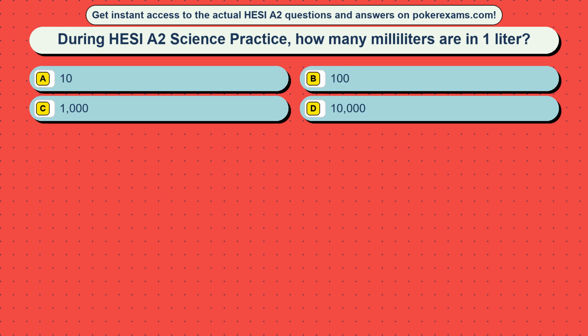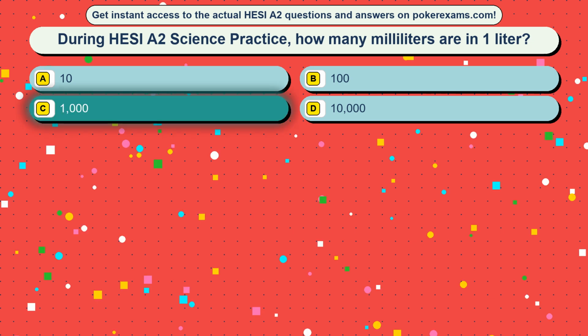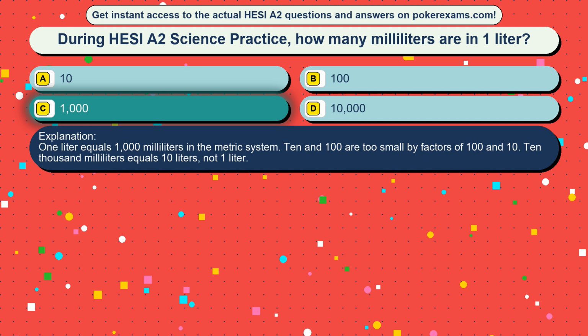Question 21. During HESI A2 Science Practice, how many milliliters are in 1 liter? Option A, 10. Option B, 100. Option C, 1000. Option D, 10,000. The correct answer is option C, 1000. 1 liter equals 1000 milliliters in the metric system. 10 and 100 are too small by factors of 100 and 10. 10,000 milliliters equals 10 liters, not 1 liter.